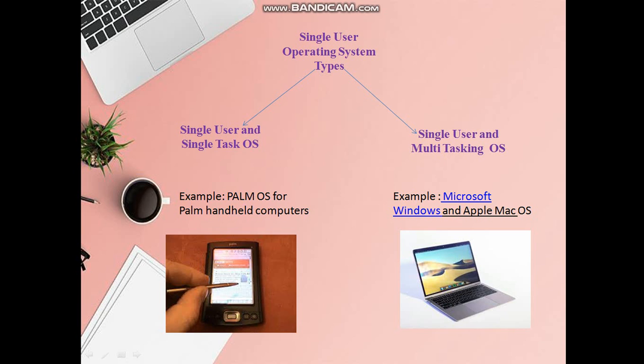Next is single user and multitasking operating system. A single user will access the computer system and will perform multiple tasks on it. For example, when you are working on a Word document, side by side you are listening to some music and making use of the internet. So this means you are performing 3 tasks at the same time. This is the concept of multitasking, and this system will have a single user and multitasking operating system installed on it. The examples here are Microsoft Windows and Apple Mac OS.